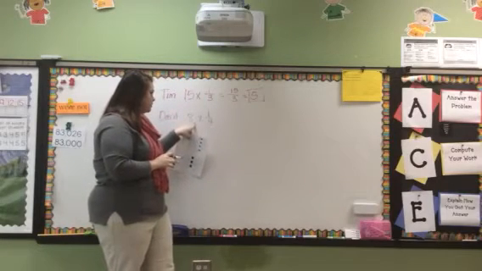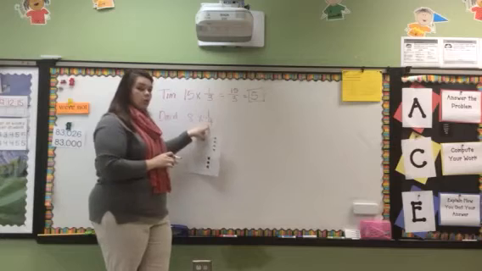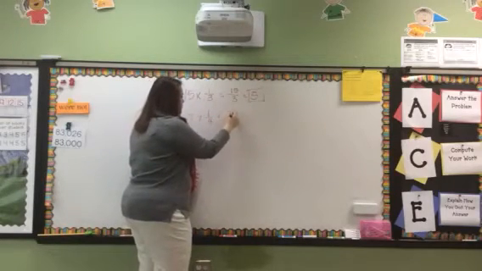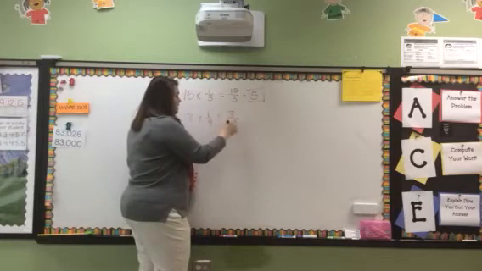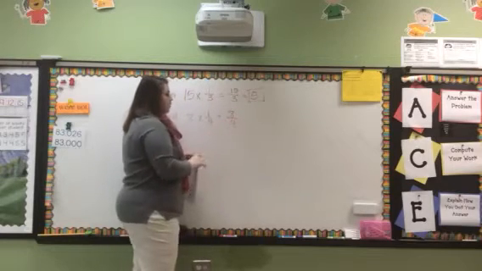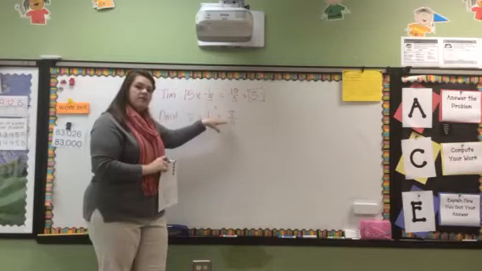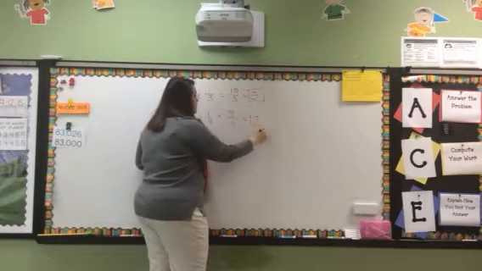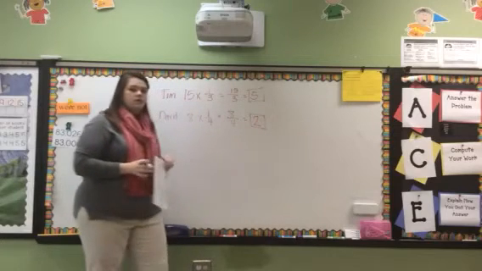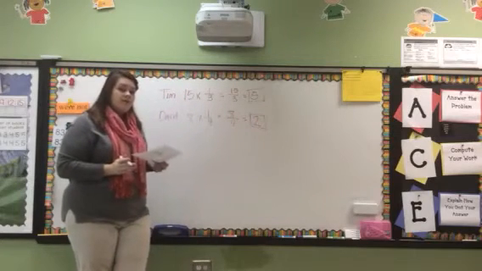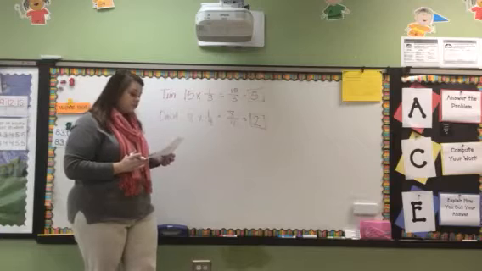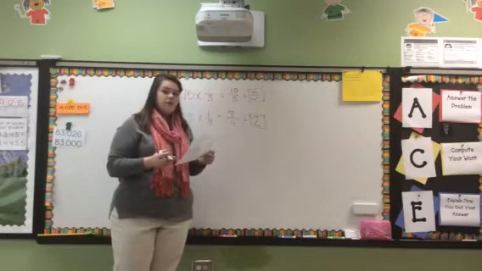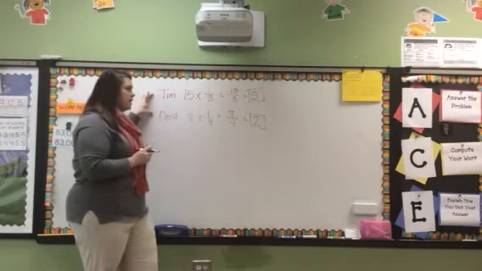Now let's look at David's problem. We need to find out what 1/4 of 8 is. And 8 times 1 is 8, and the denominator stays as 4. Now we can simplify. What is 8 divided by 4? And that is 2. So that means that David has 2 cans of chicken noodle soup. Do Tim and David have the same amount? No, they do not.